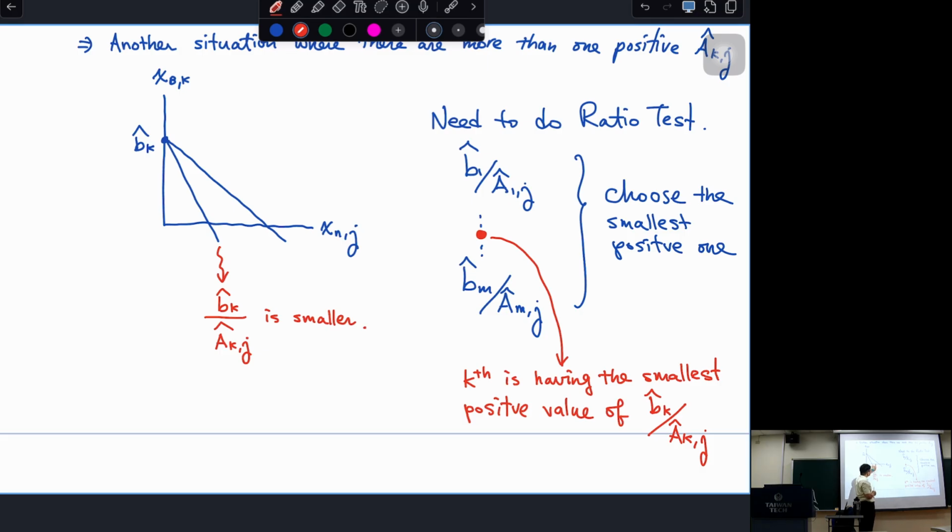If you keep on increasing this non-basic, the other basic will become 0 as well, but the first one will become negative. We don't allow negative basic. We don't allow negative variable. So we need to know which one is going to drop its value to 0 the earliest. That one is the kth that has the smallest positive value of this ratio. So that's why it's called the ratio test. Okay, now let's use the example to understand what's going on.